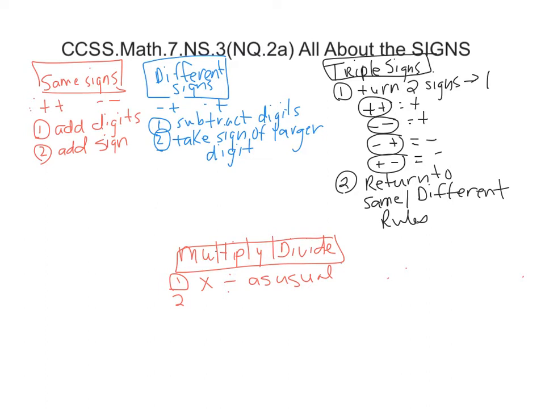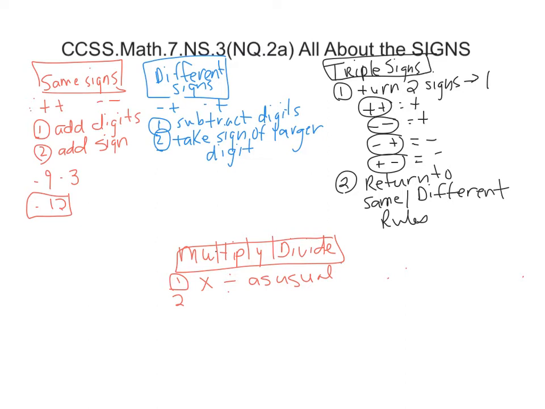So let's say it's -9 minus 3. That would be like a story: I owe my mama $9 and I borrowed another $3, so now I owe her $12, and owing $12 would be a -12. Our rules say add the digits, so 9 plus 3 is 12, and add the sign, so you get a -12.